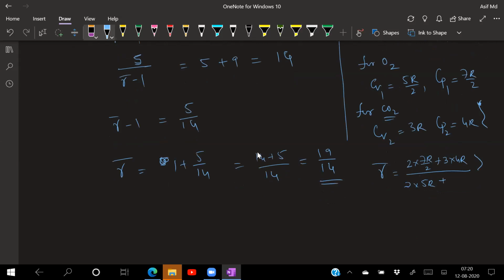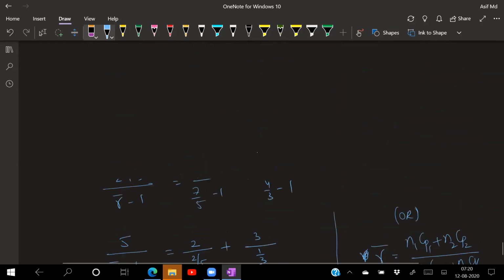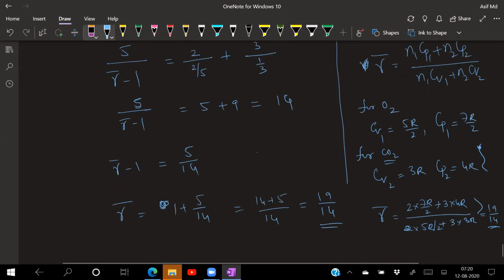Plus, here it will become 3 into 3R. So you simplify this, and again we will get the same answer, 19 by 14. Cross check, it is matching. So this is another method which I told you, by which we can calculate for the given condition. Yes, sir, we are getting this.